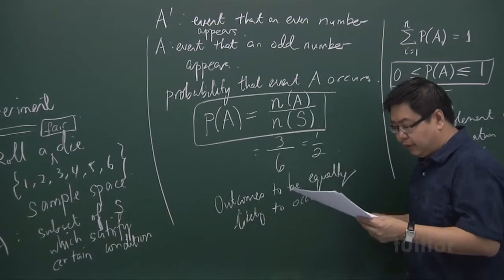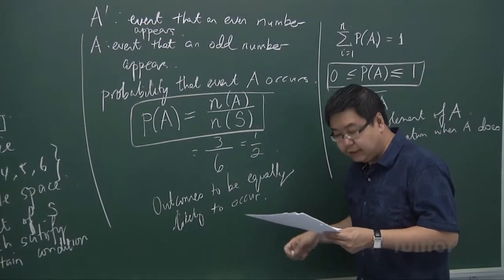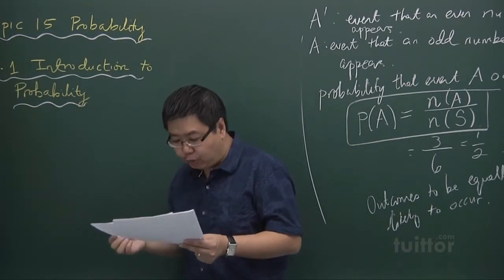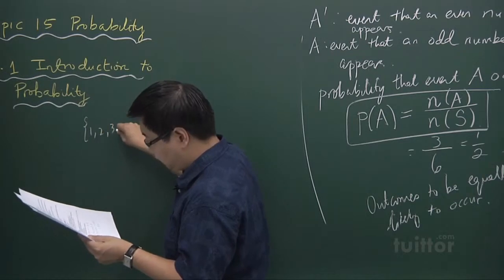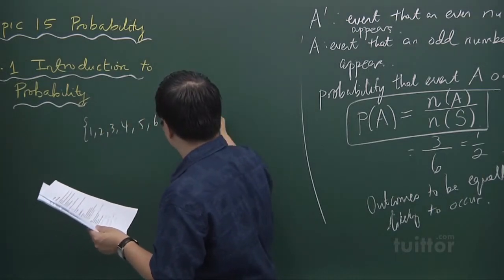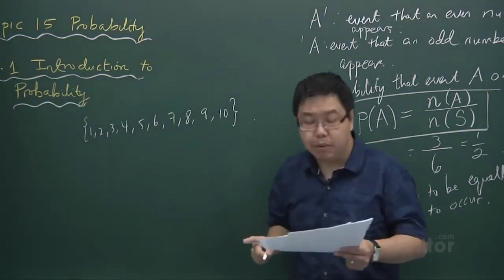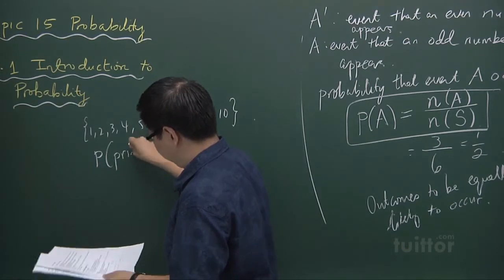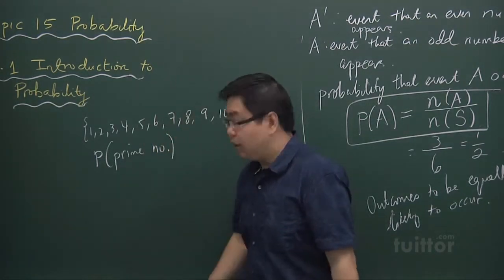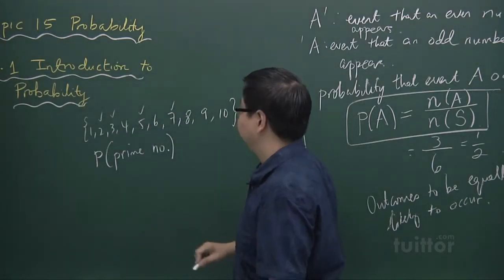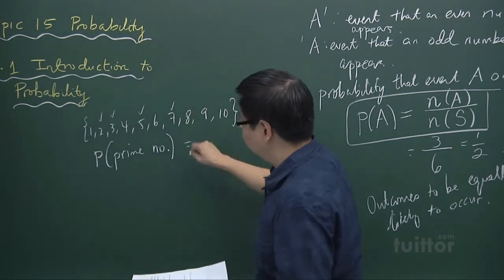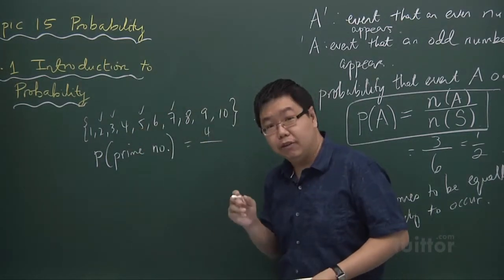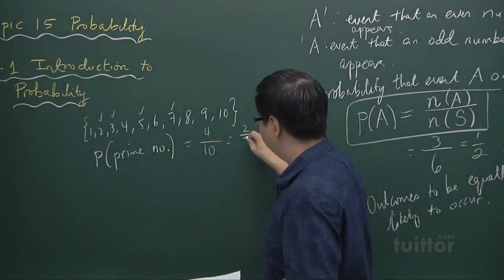Now let's end off this video clip with an example given on your handouts. It says the following. A number is chosen from the set of numbers 1, 2, 3, 4, 5, 6, 7, 8, 9, and 10. Find the probability that the number chosen is a prime number. The prime numbers we know are 2, 3, 5, 7. These are the four prime numbers. So the number of possibilities where a prime number occurs, that is 4, over the total number of outcomes, that's 10, gives me 2 over 5.